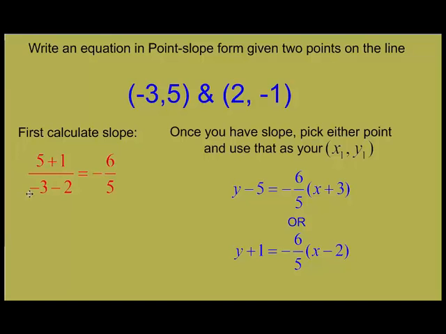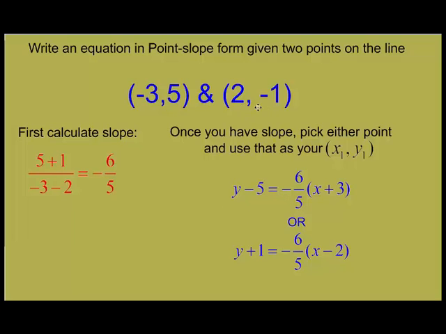And negative 3 minus 2. Always remember, whatever y value is first, that corresponding x value has to be first on the bottom. So we do end up with a slope of negative 6/5. We can then choose either point. It does not matter. If we use this point here, we end up with the equation y minus 5 equals negative 6/5 times (x plus 3).